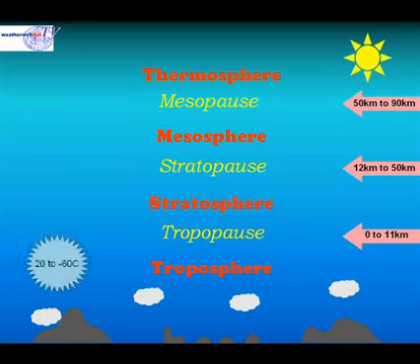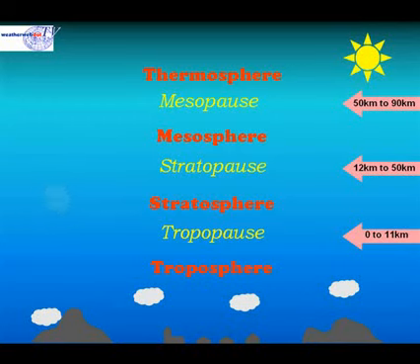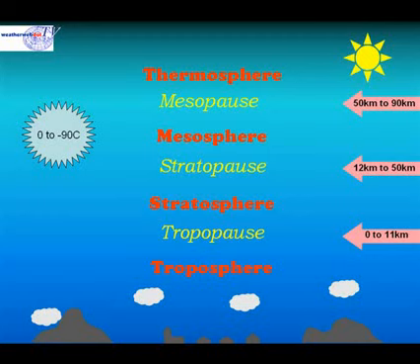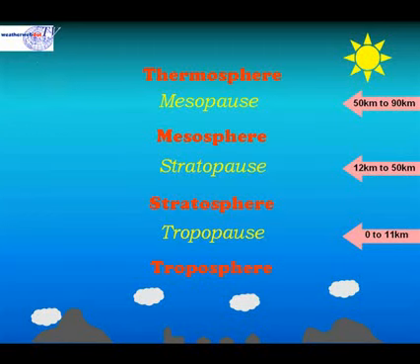Now temperatures vary within each of these layers. In the troposphere, temperatures typically range from about +20 to -60 degrees Celsius. In the stratosphere, this ranges from about freezing to -60 degrees Celsius. In the mesosphere, we range from 0 to -90 degrees Celsius. And in the thermosphere, temperatures range from +1500 degrees Celsius to about -90 degrees Celsius.